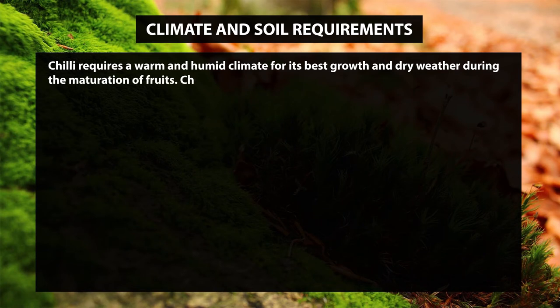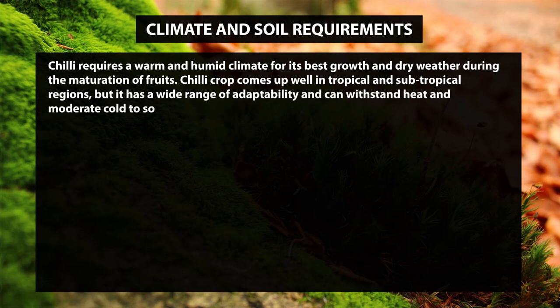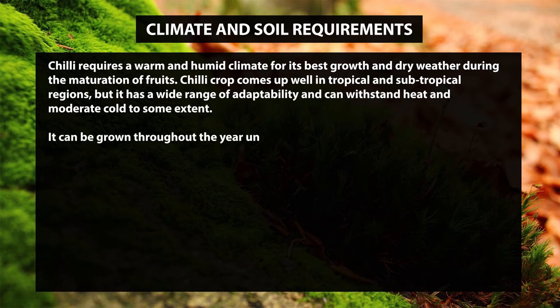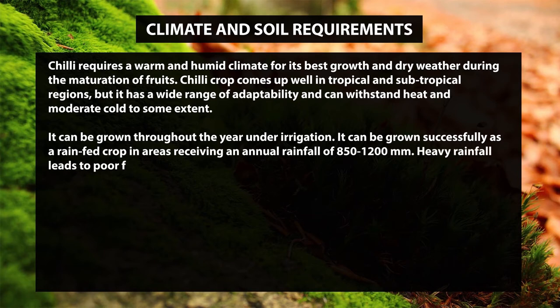Chilli crop comes up well in tropical and subtropical regions, but it has a wide range of adaptability and can withstand heat and moderate cold to some extent. It can be grown throughout the year under irrigation. It can be grown successfully as a rain-fed crop in areas receiving an annual rainfall of 850 to 1200 mm.